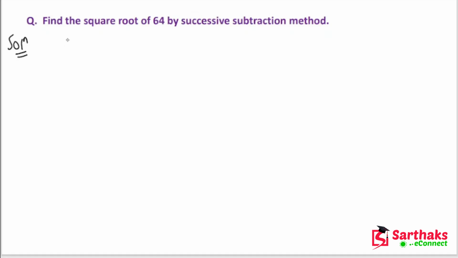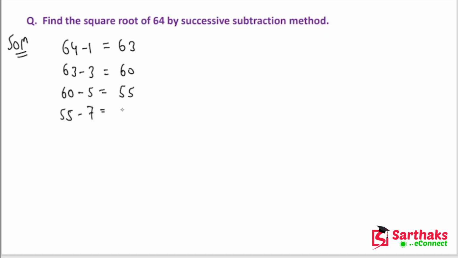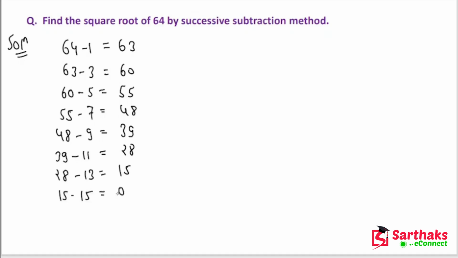Okay, so now 64 minus 1 is equal to 63. Now 63 minus 3 would be 60. We are successively subtracting odd numbers. Then 60 minus the next odd number, 5, which would be 55. Now 55 minus 7, which was the next odd number, is 48. And 48 minus 9 is equal to 39. Similarly, 39 minus 11 is equal to 28. 28 minus 13 is equal to 15, and 15 minus 15 is equal to 0.